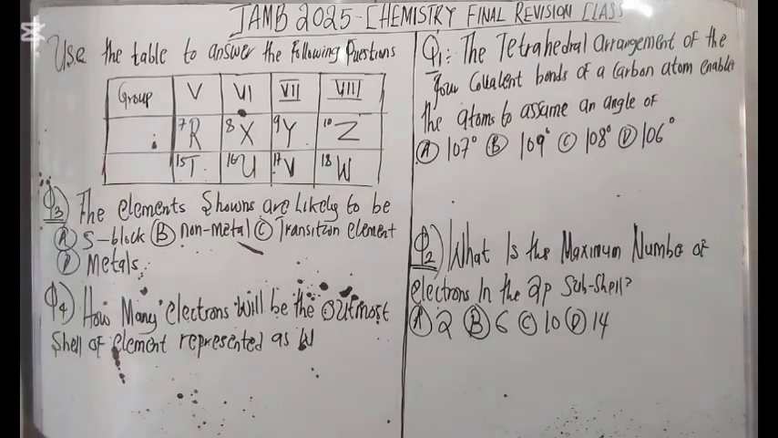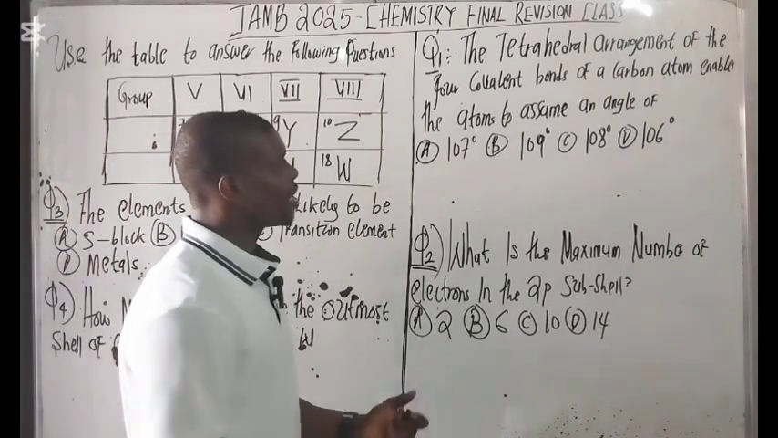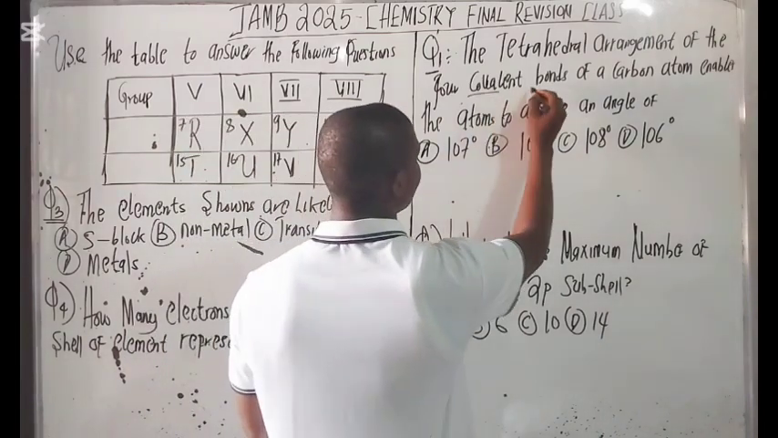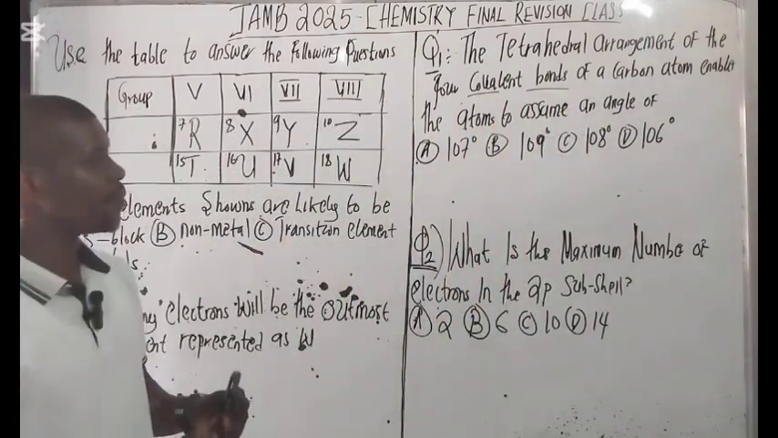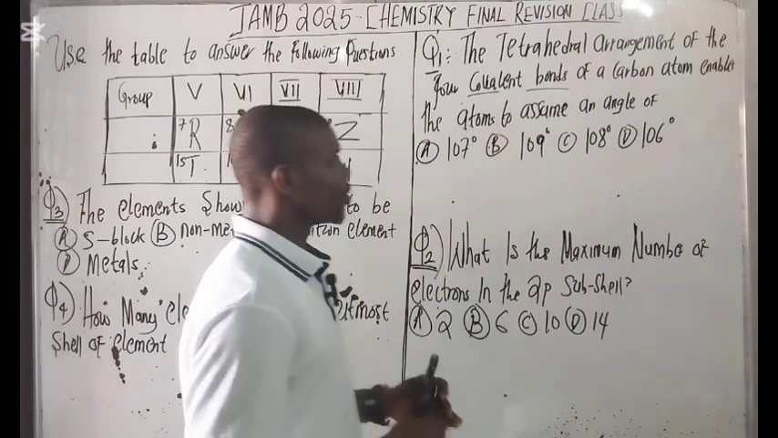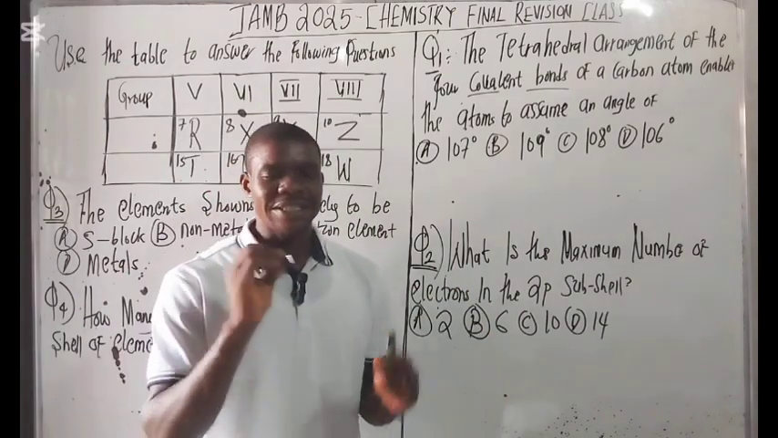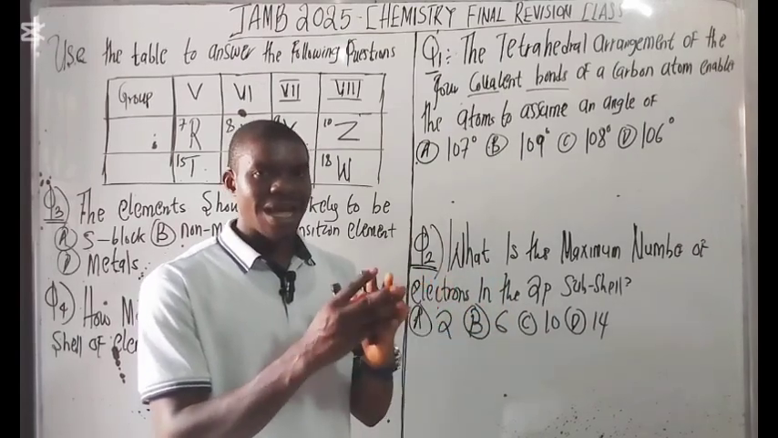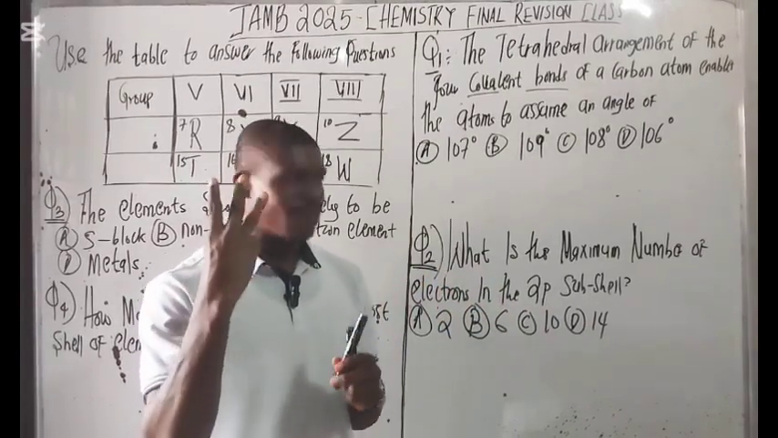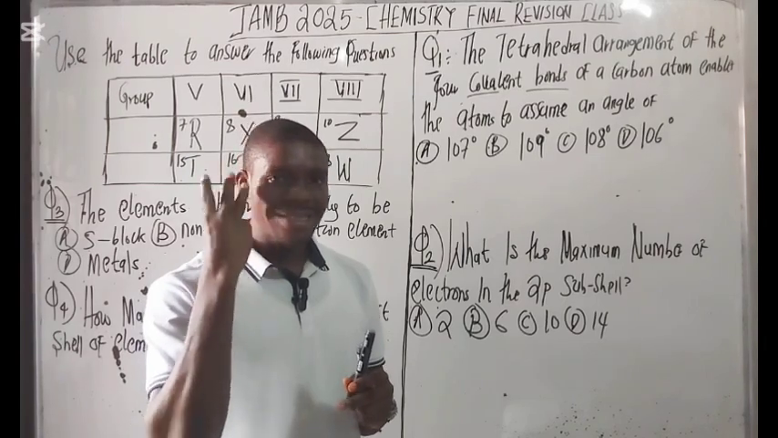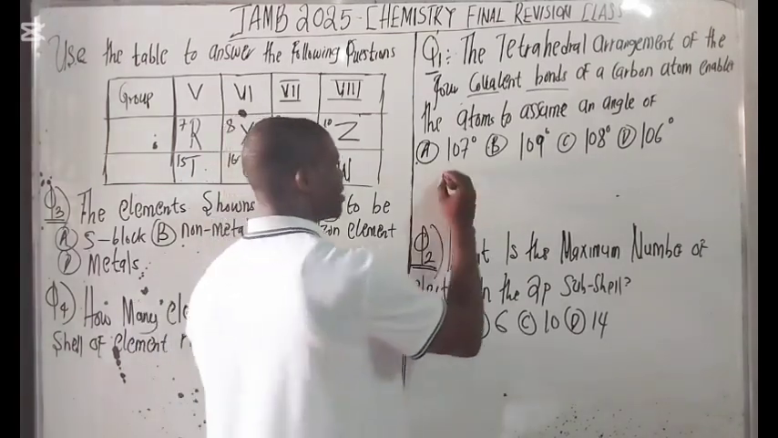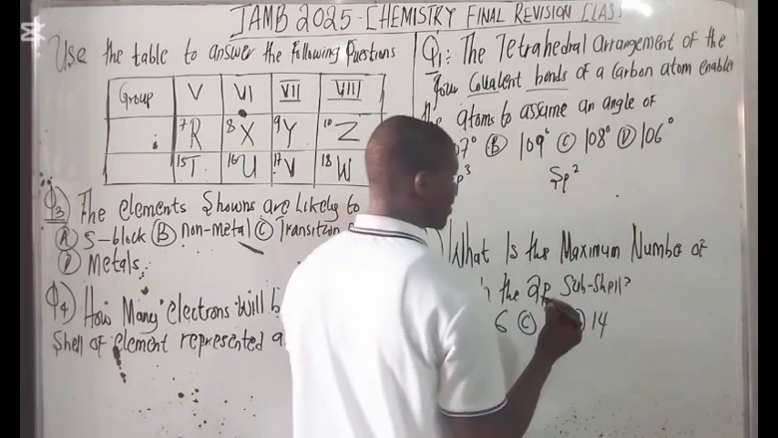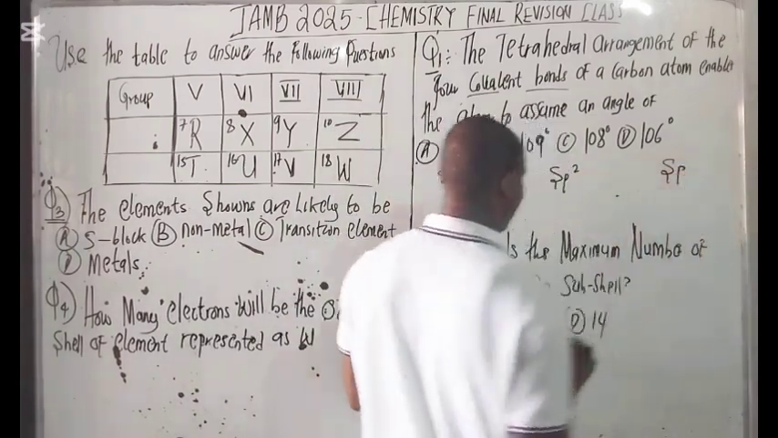Here we have this table. Let's look at question 1. The tetrahedral arrangement of the four covalent bonds of a carbon atom enables the atoms to assume an angle. Now, this is under the hybridization of carbon. Carbon has 3 types of hybridization: the sp3 hybridization, the sp2 hybridization, and the sp hybridization.